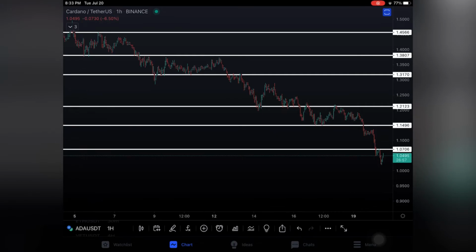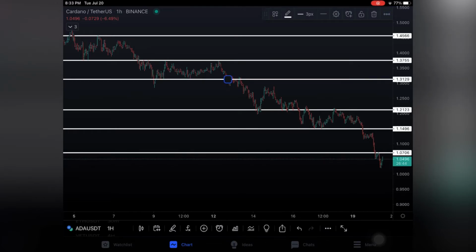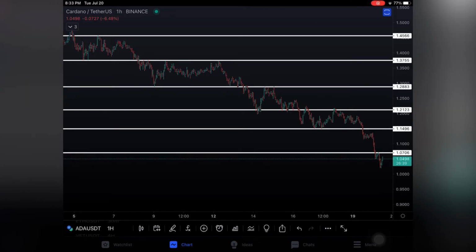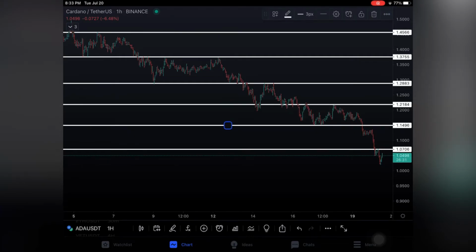So let's see here. Adjust lang natin sila ng paunti-unti hanggang makuha yung mga bounces. Okay, wait. Here. So, yan. So, that's how I look for support and resistance levels.